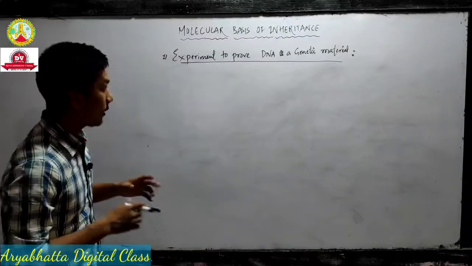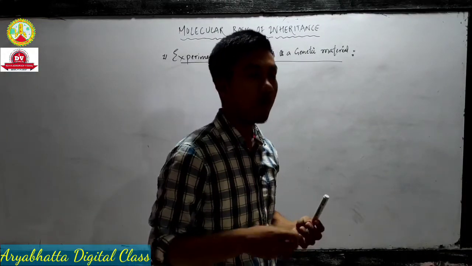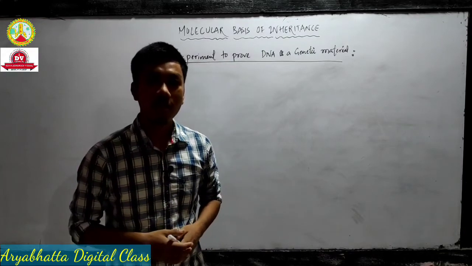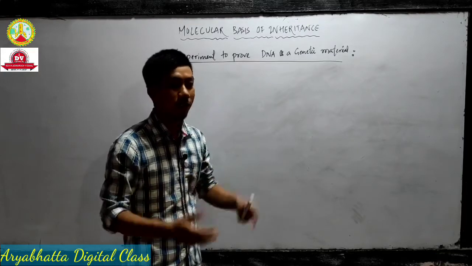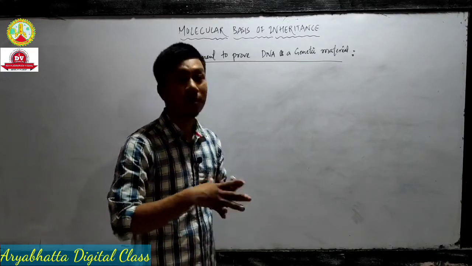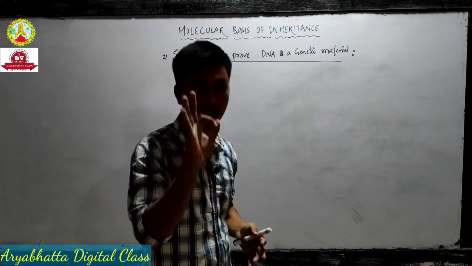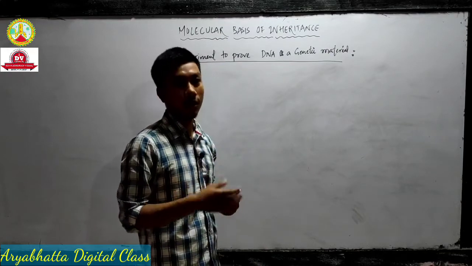So now we will see some experiments to prove that DNA is a genetic material. Genetic material means it is passed from generation to generation, right? To prove that, there are some experiments shown by some scientists. We need to discuss three scientists' experiments to prove that DNA is a genetic material.